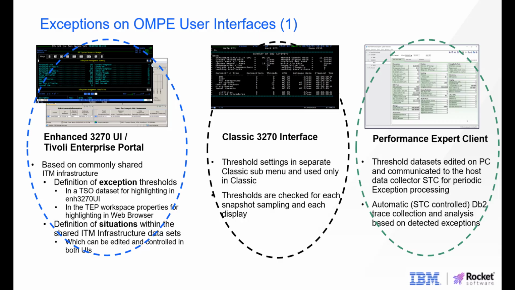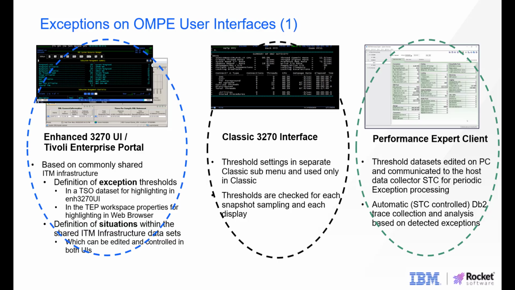As you might know, OMPE for DB2 has several end-user interfaces which provide slightly different exception and situation management support, from left to right. The strategic end-user interface and Tivoli Enterprise Portal web browser are sharing the same ITM infrastructure, ODI tables and attributes. Exception thresholds in Enhanced 3270 for highlighted fields are saved in the RTE library member and can be adapted with ISPF edit. Exception thresholds for highlighting in TEP can be defined directly in the properties of the Tivoli Enterprise Portal workspace.